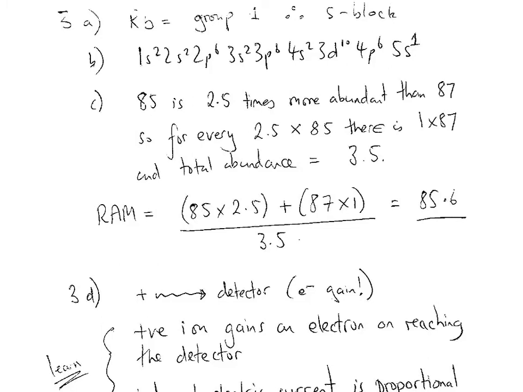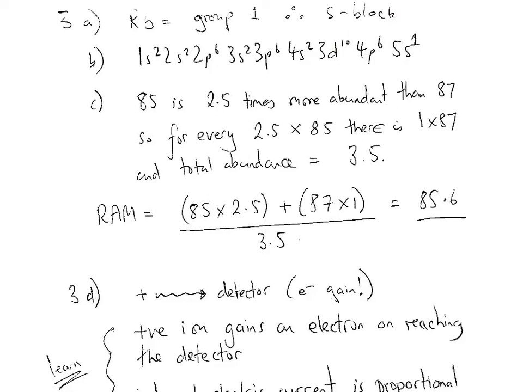Next, 3a, you are asked to state the block in which rubidium is found. Well, it's a group 1 element, so it is in the S block. Its electron configuration is written there. 5s1 is its last configuration because its outermost electron is in the S orbital. Don't forget it's 3d10 previous to that, not 4d10.